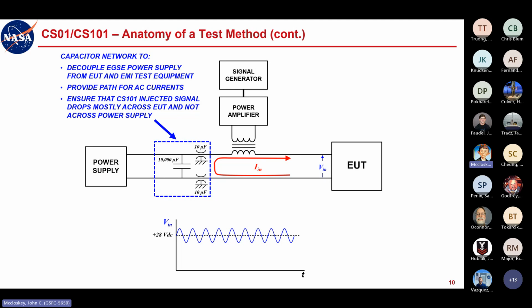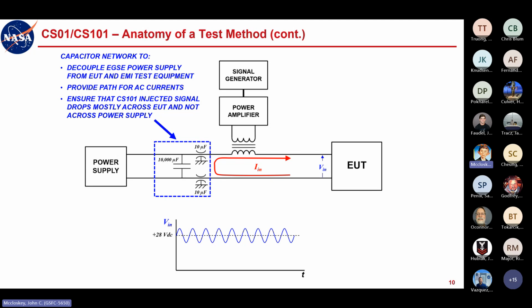So the capacitor network that I talked at length about in the last few sessions, it's there to decouple your EGSC power supply from the EUT and EMI test equipment. So it's basically performing the same function as decoupling capacitors next to your ICs on a circuit board. So that the AC current that your EUT is trying to draw is going to come from this capacitor network, not from the power supply. It'll provide a path for AC currents, which is going to come into play in an example I'm going to give you in a little bit.